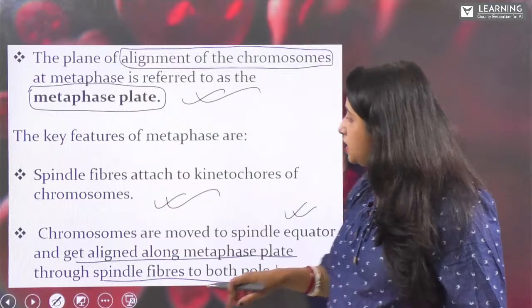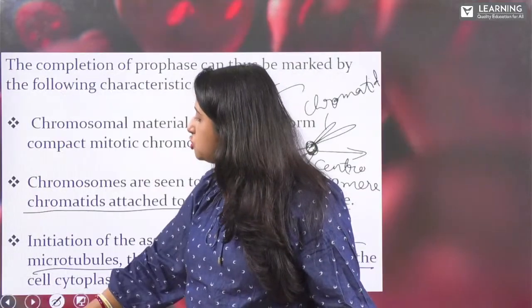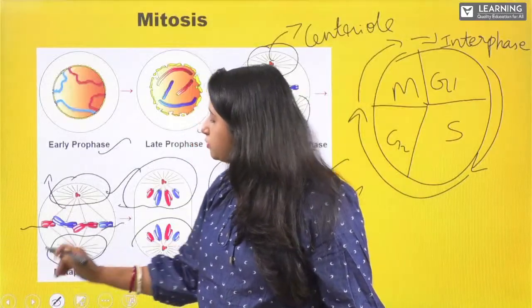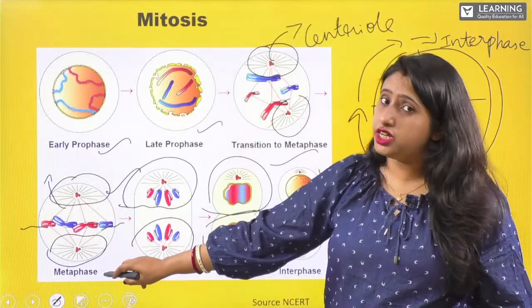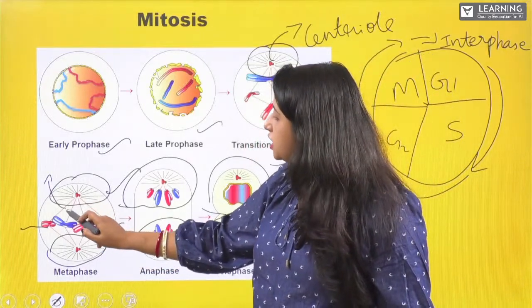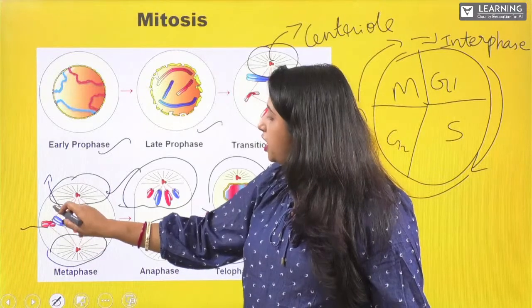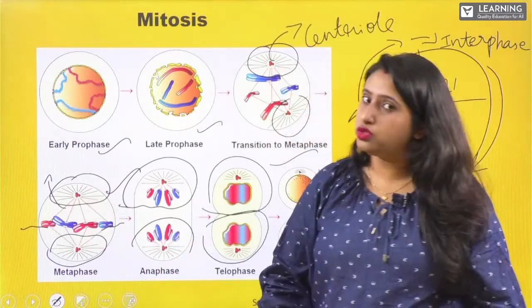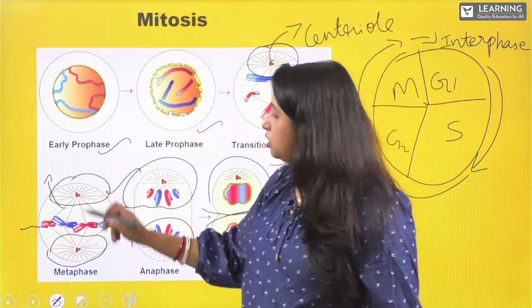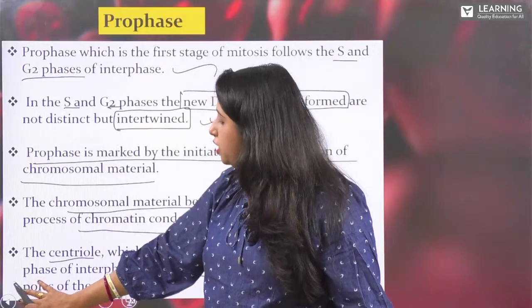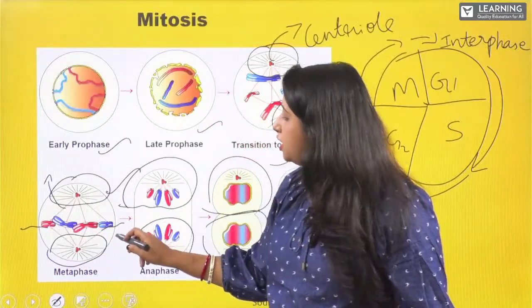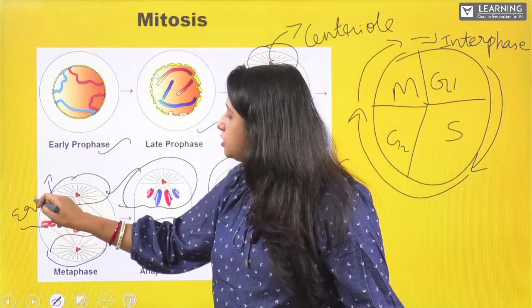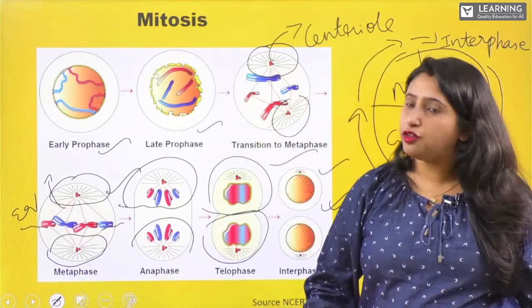As you can see, spindle fibers are attached to the kinetochore. This is the metaphase stage, right? Here you can see these are the spindle fibers, attached to the kinetochores, and they are moved towards the opposite poles. All the chromosomes are lying at the equator, so this is also known as the metaphase plate.